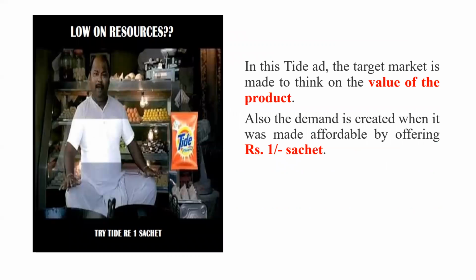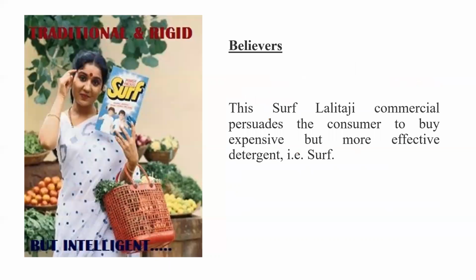So we can see here an ad of Tide which is targeting survivors, who are low on resources. In this Tide ad, the target market is made to think that the rupee 1 price is very cheap. The demand is created when it is made affordable by offering a 1 rupee sachet of Tide, and they have shown that you can try Tide at a 1 rupee sachet. It has made people think that the product is of value, that in 1 rupee they are getting the value of that particular product. So this ad is particularly targeting the survivors.